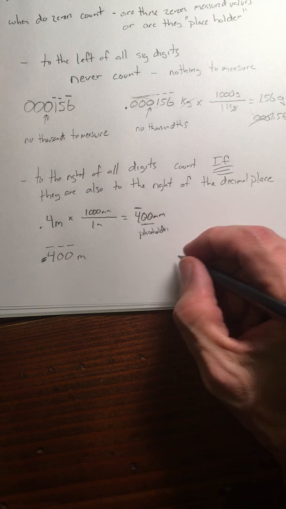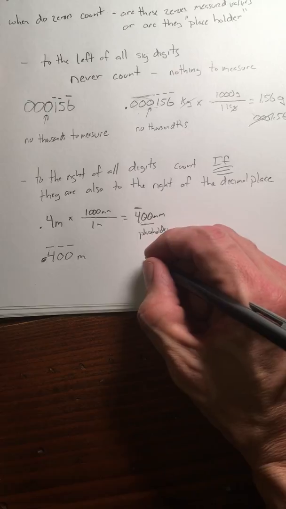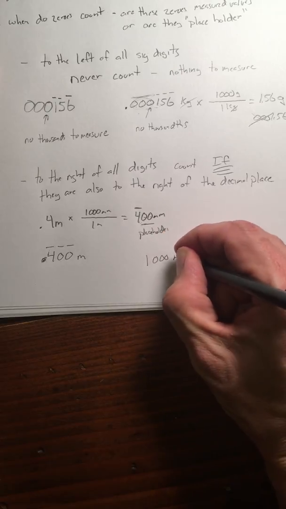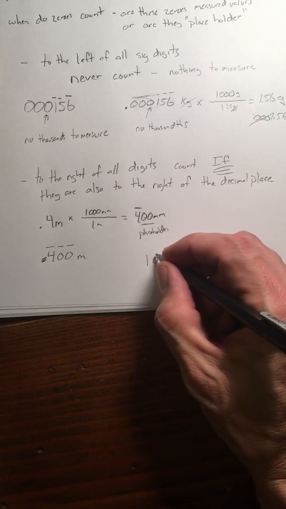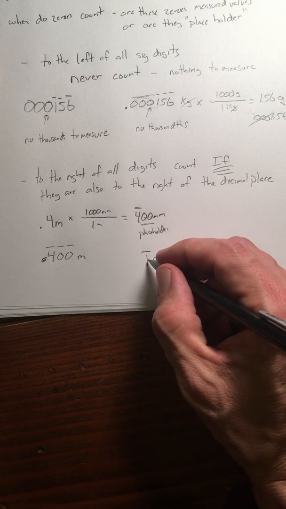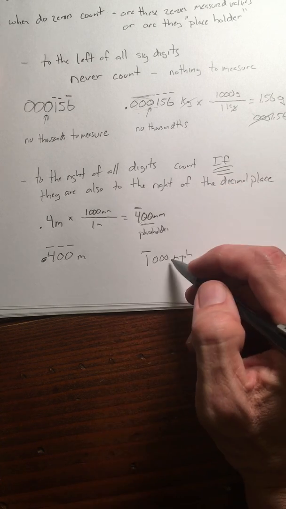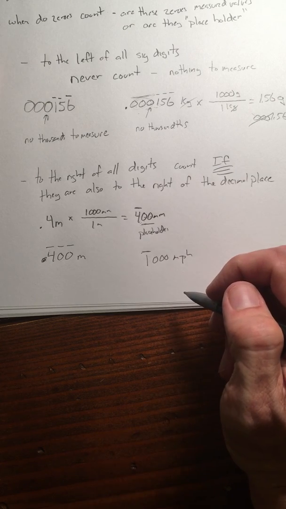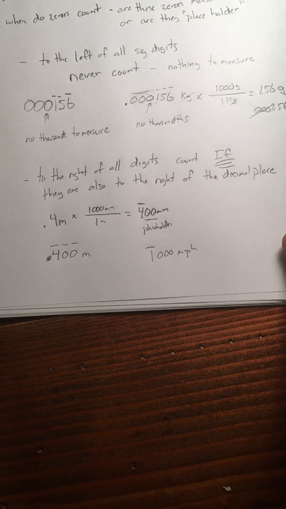So now if you think back to when we measured 1,000 miles per hour, those zeros don't count. The 1 counts. The zeros are to the right of the digits, but they are not to the right of the decimal place, and therefore they do not count. Okay, so one other spot zeros can be. They can be all the way to the left, they can be all the way to the right, or they can be in the middle between digits.